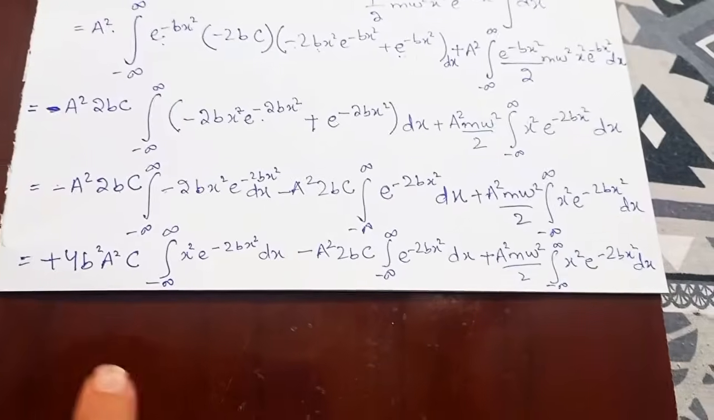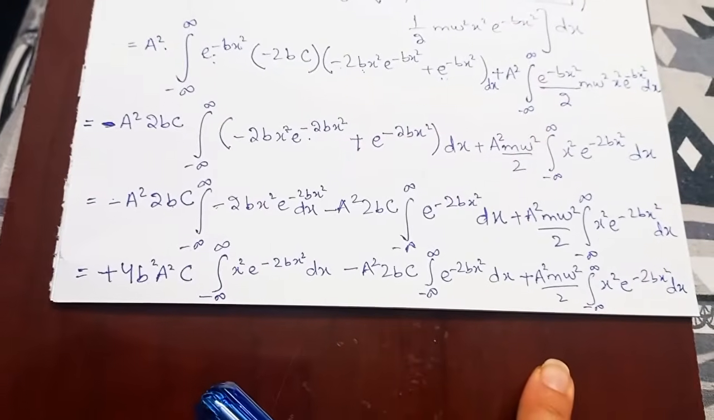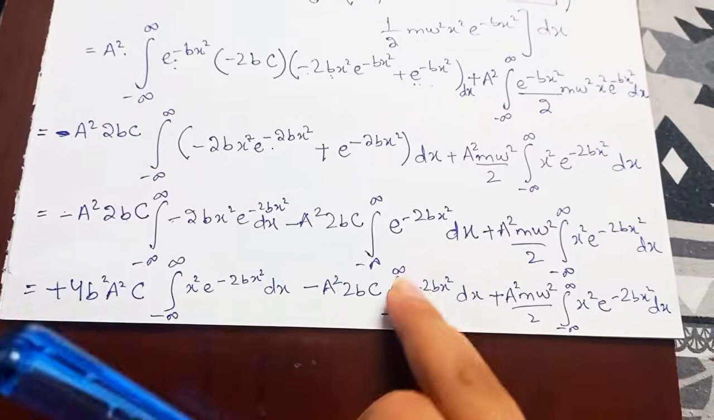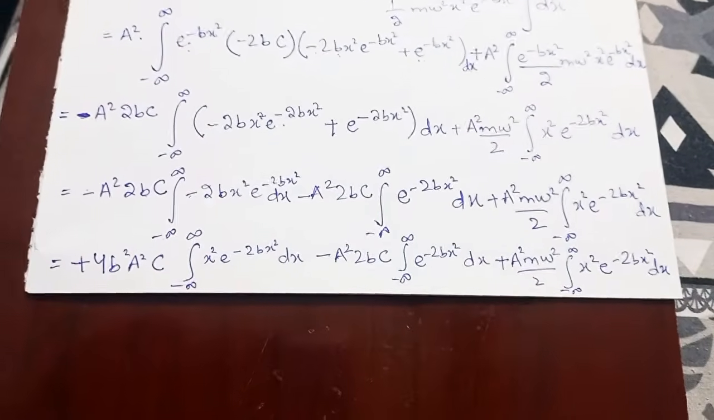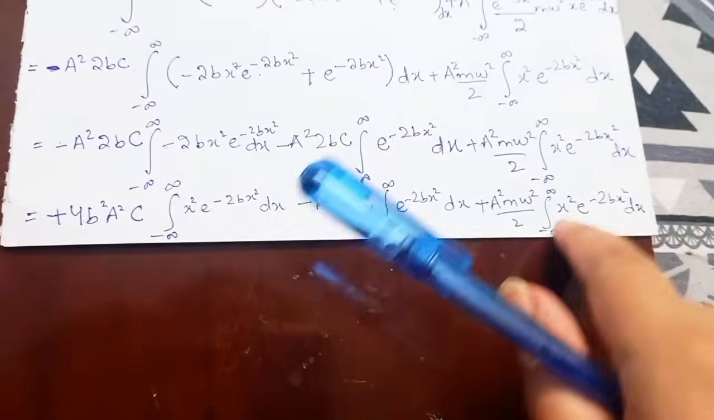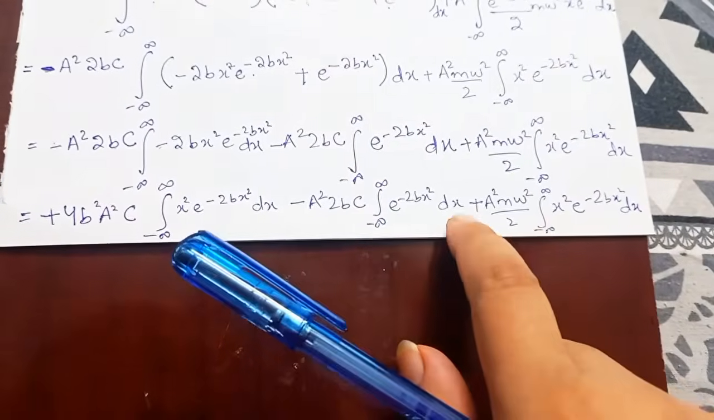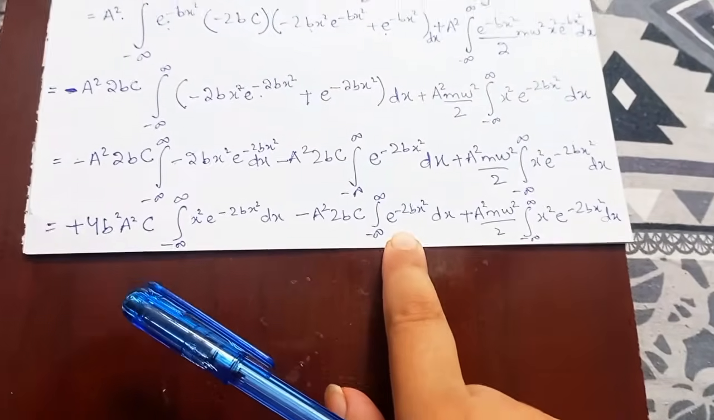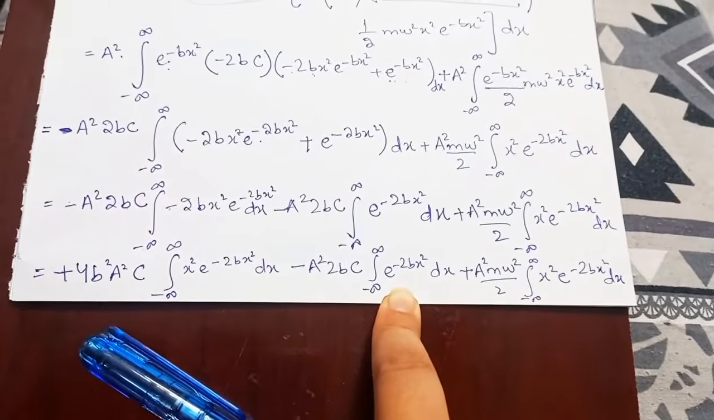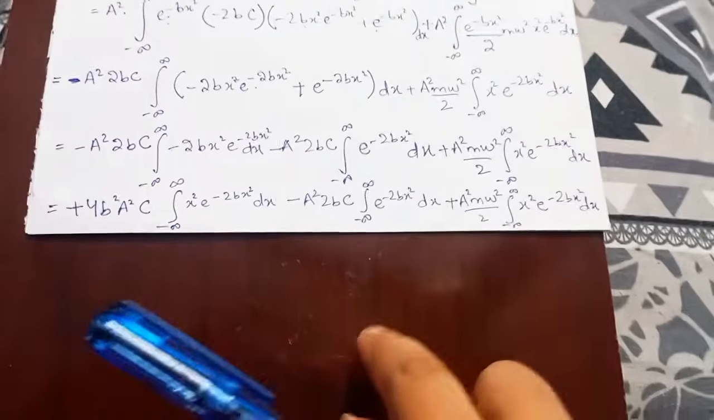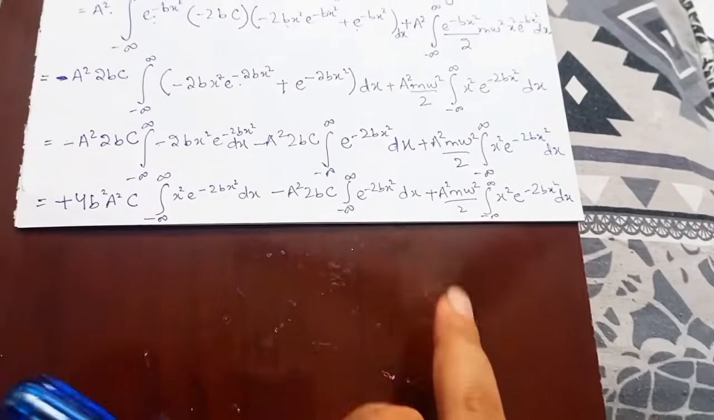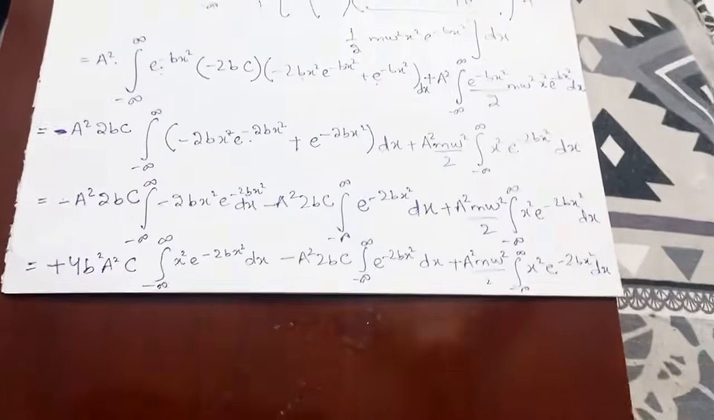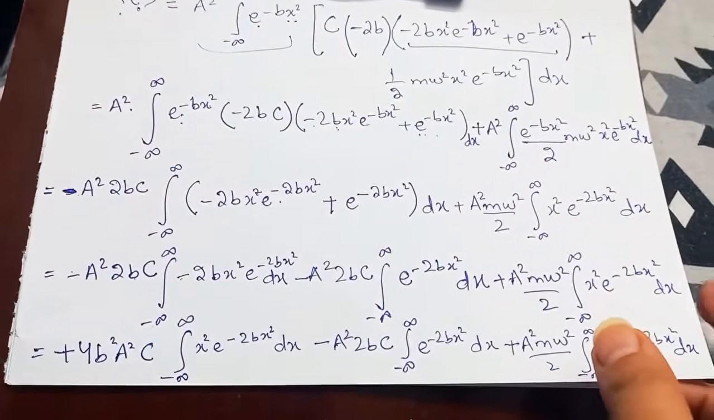Now it has been reduced to a form where we can just replace the values of these integrations. We can see that this integration and this integration are the same, and the value of this integration has been evaluated before when we were calculating the normalization constant, so we'll simply insert their values right into these integrals. Before that we should know what their values are. Let me show you, people.